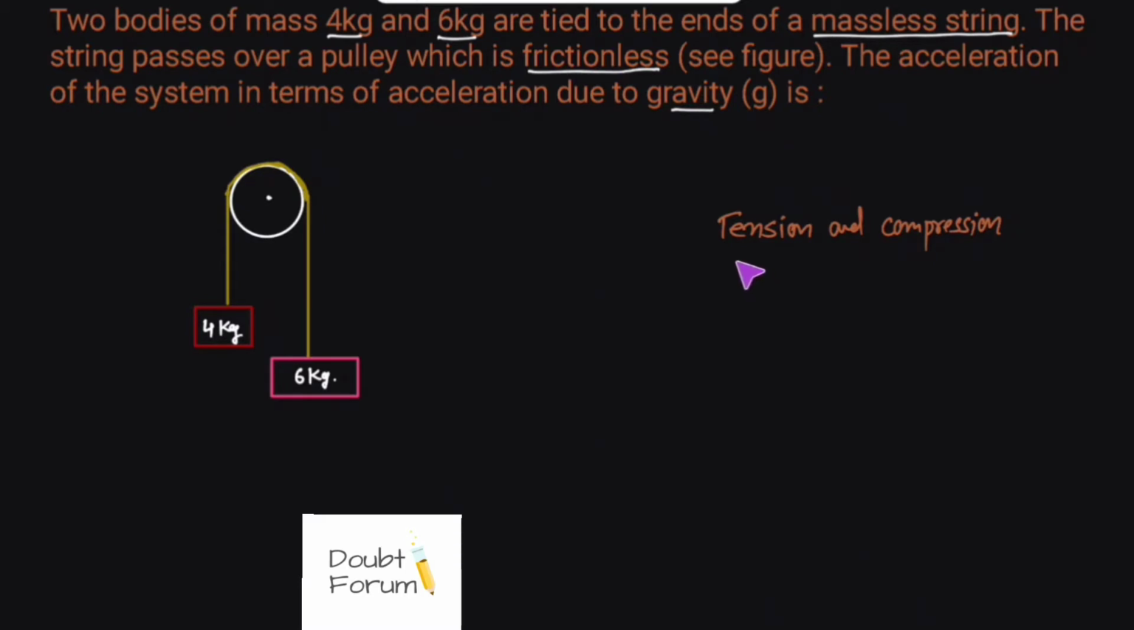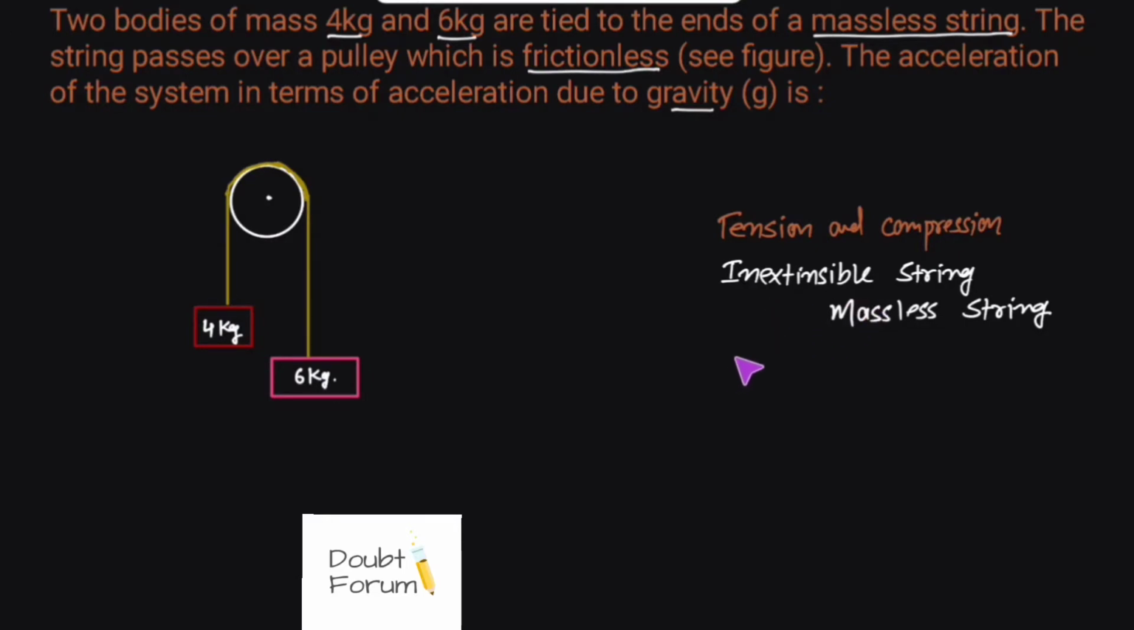Second concept: often you would see in all the pulley and string system questions an inextensible string, and sometimes it would say massless string. So these things would be given in most of the cases. The string would be considered to be massless and inextensible. Why? What is the significance? You would learn later.